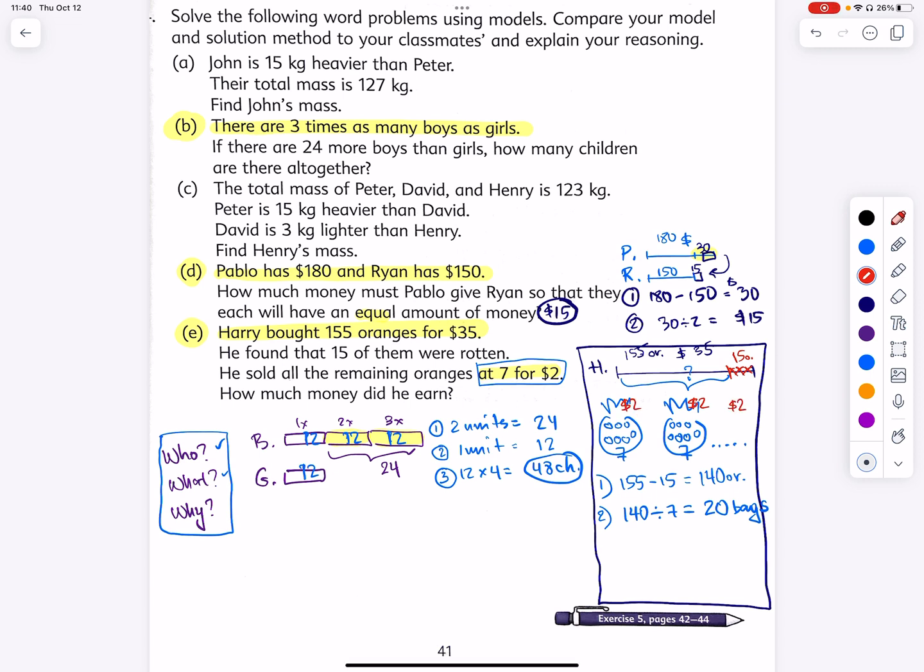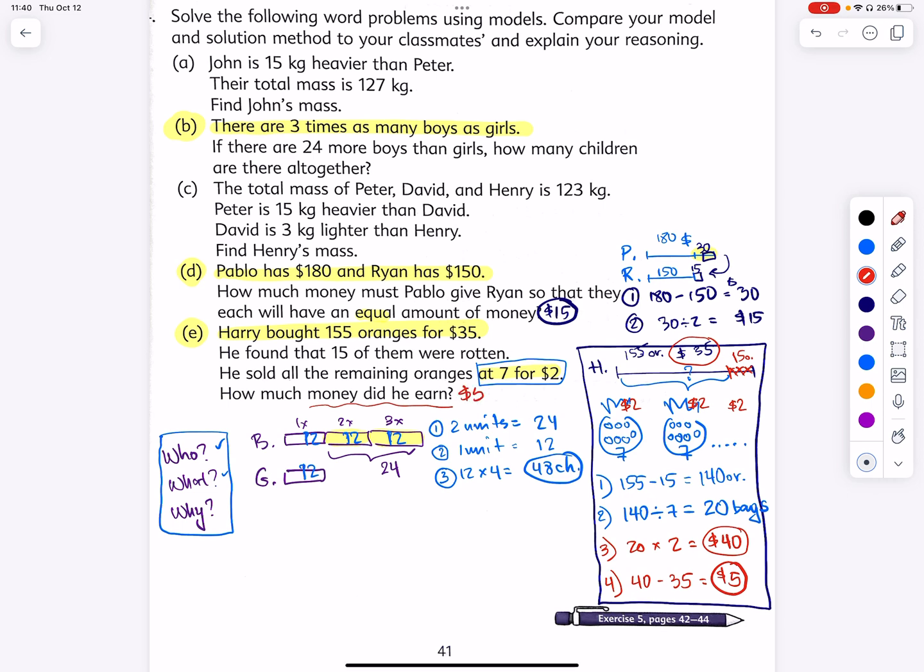He sold them for $2 each. This is my price tag. So what did he do? He said 20 bags times $2. He made $40 in sales. But, my friends, the question is not how much in sales did he earn. How much money did he earn? He had to spend $35. He brought in $40, but the profit is $40 minus 35. He actually earned only $5.